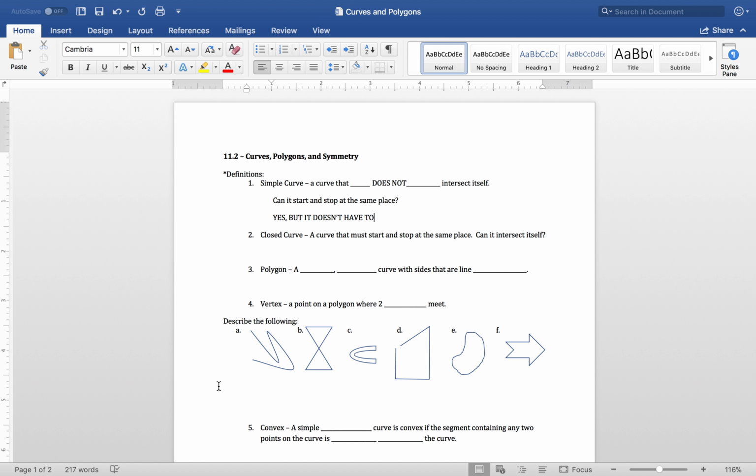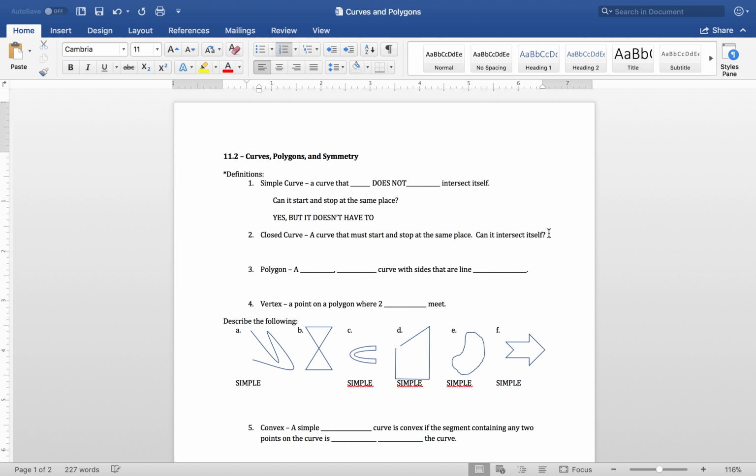If we look down at our examples at the bottom, then A is a simple curve. B is not simple because it crosses itself. C is simple. D is simple. E is simple, and so is F. Notice some of them start and stop at the same place and others don't.